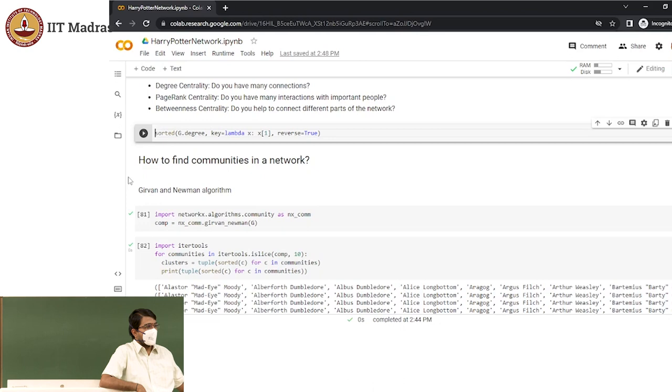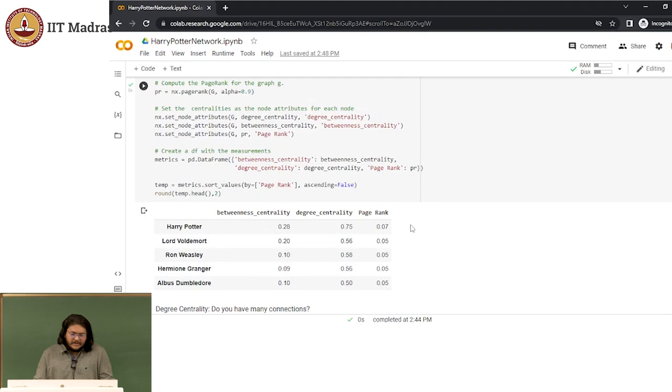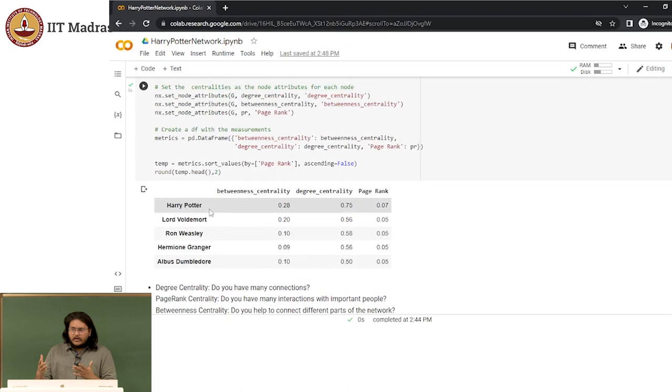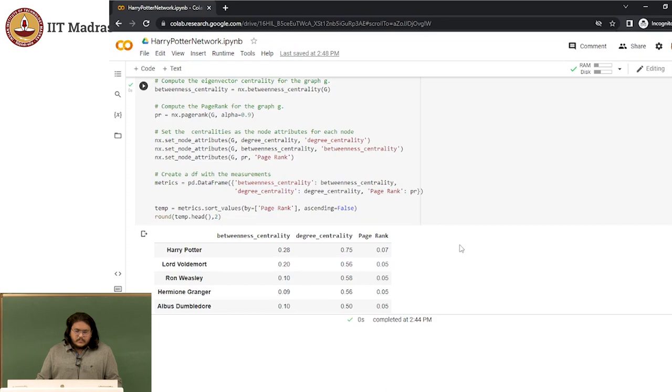Now, we calculated betweenness centrality for characters based on the relationship they have. We can see that the most important characters come up, because Harry Potter is the most important. He would have interacted with everyone. And the next one is Voldemort, and then Ron Weasley, Hermione Granger, and Dumbledore. I have sorted this and I'm just showing the top five. This is one of the ways of using these centralities.